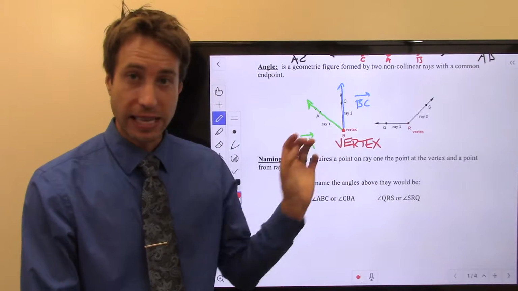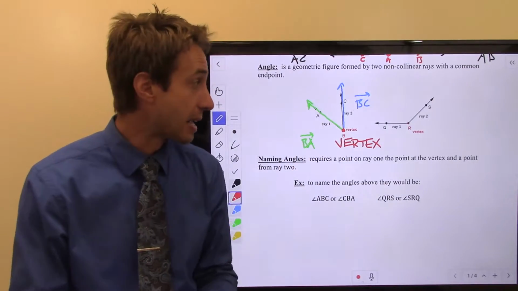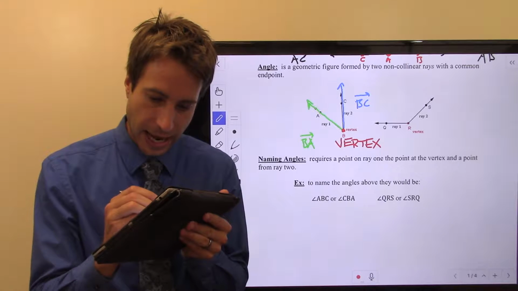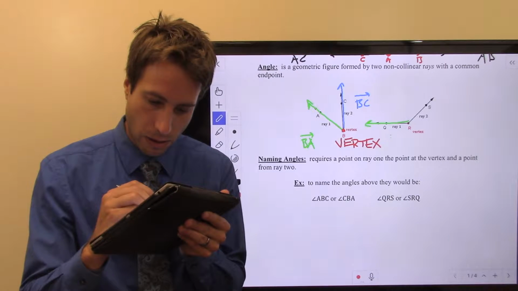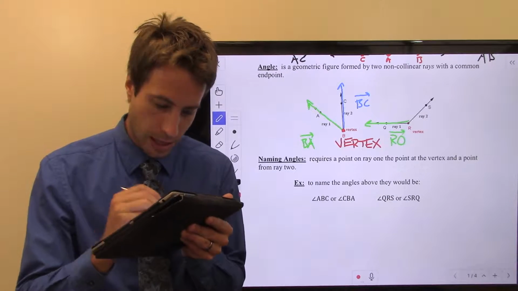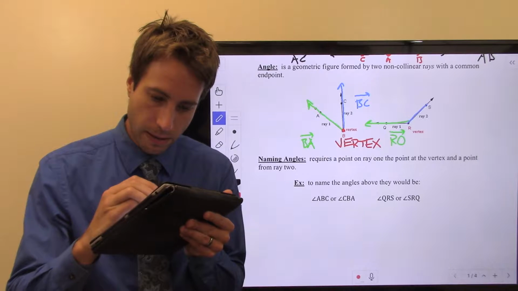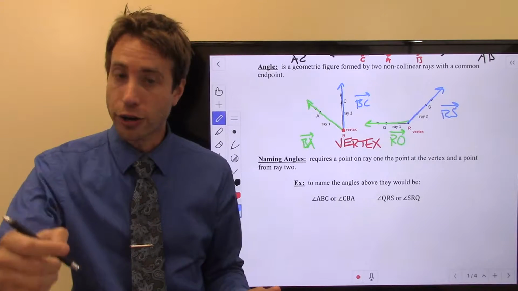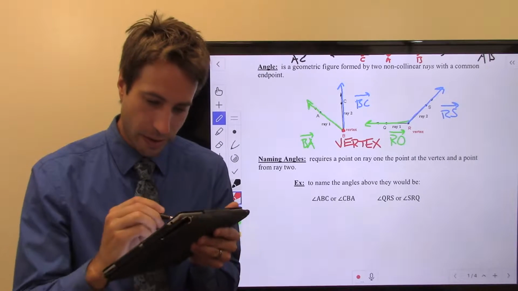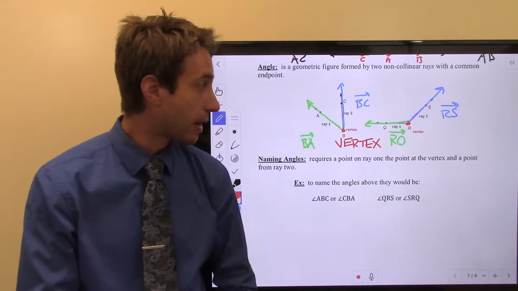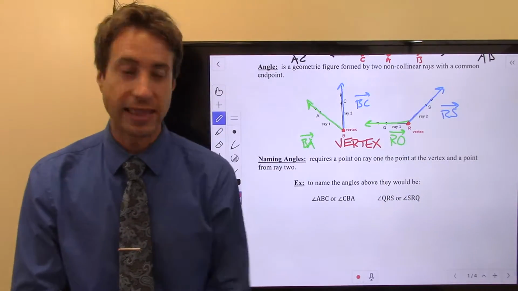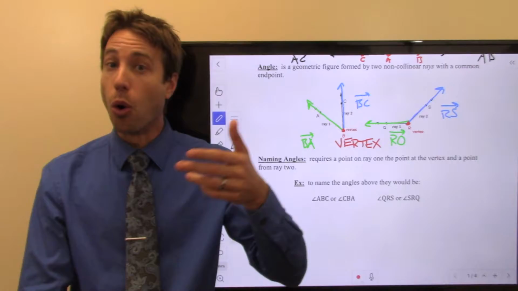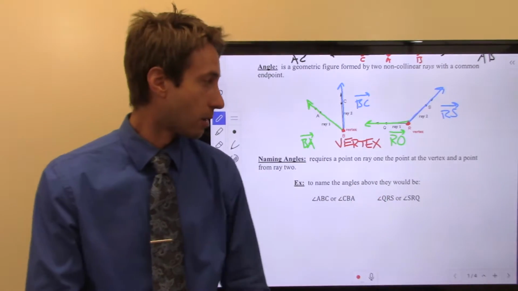That is an angle less than 90. You could have an angle greater than 90. I have the ray RQ. I have the ray RS. Non-collinear rays where the point R is the vertex. It's the point that they have in common, all right? So in order to create an angle, you need two or more rays, all right?